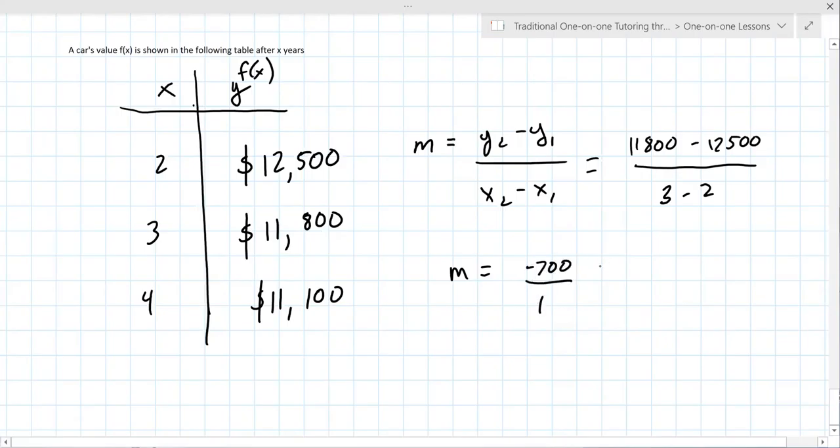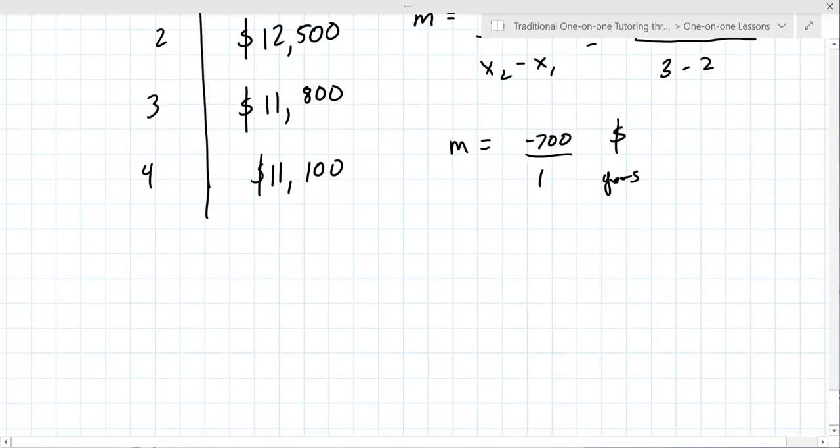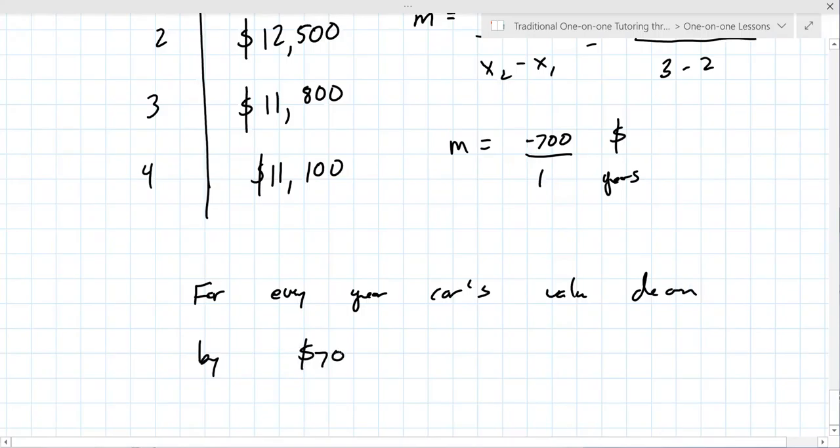So before we do that, let's put the units on the top number. What's the units of the top number? Money. Money, dollars. And what's the units on the bottom? Years. Okay, so I agree. It is minus 700, but now we have to interpret. So for every year, the car's value will decrease by $700. Perfect. That was perfect. All right, sweet. Okay, excellent. Maybe this one made more sense.